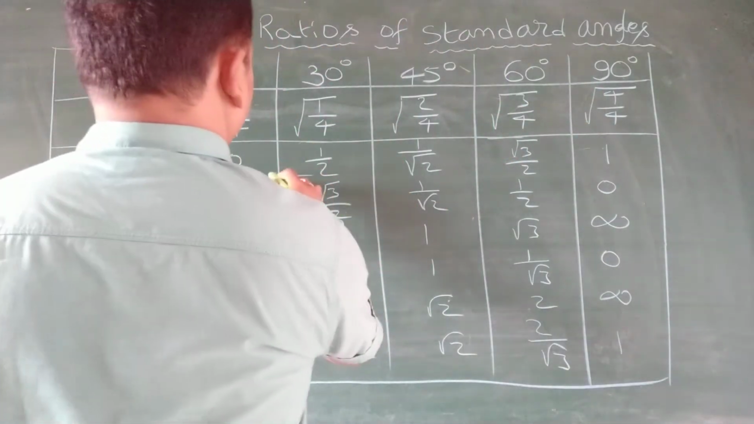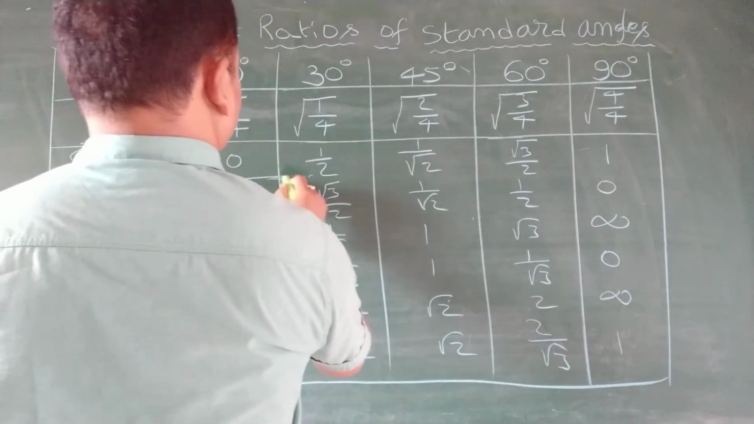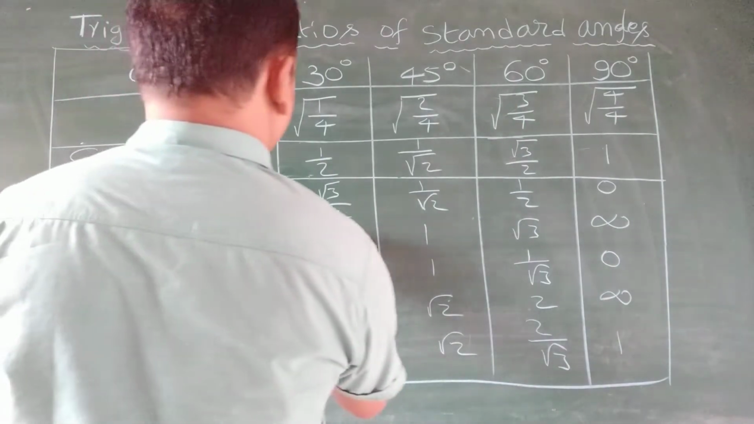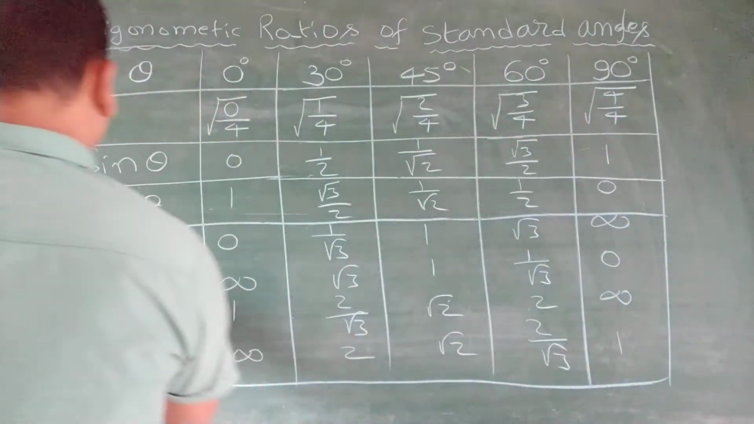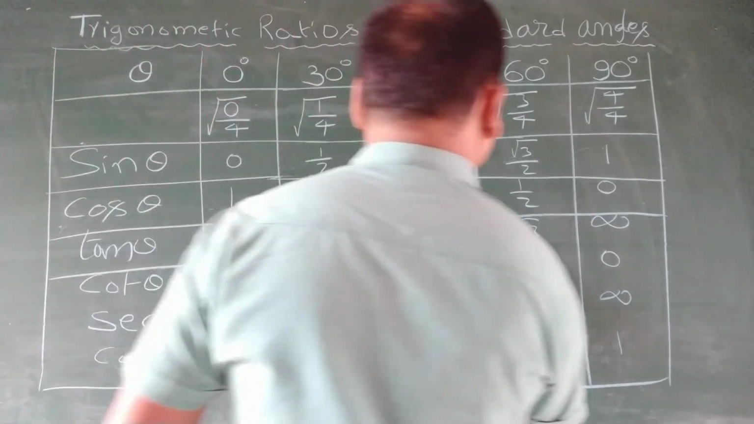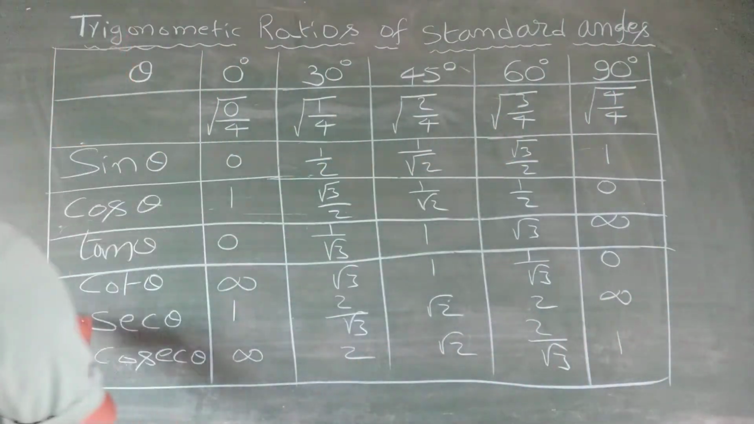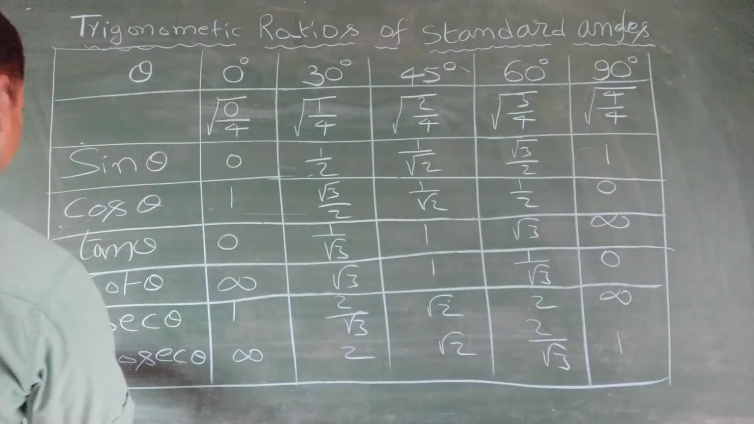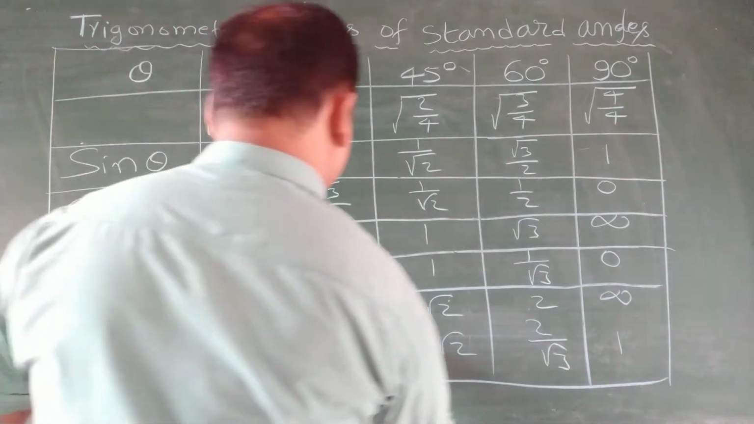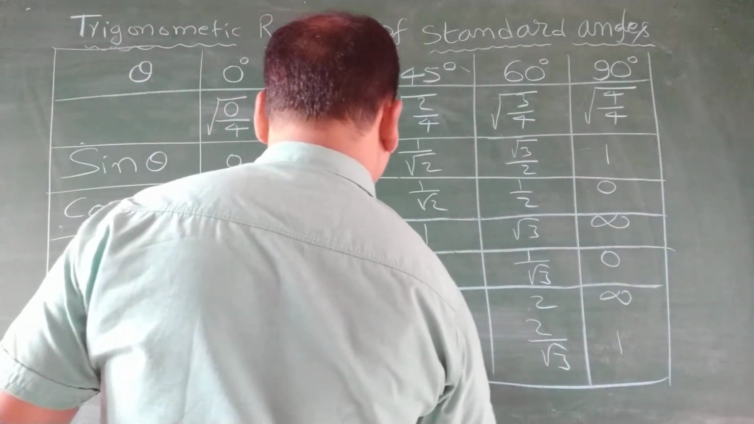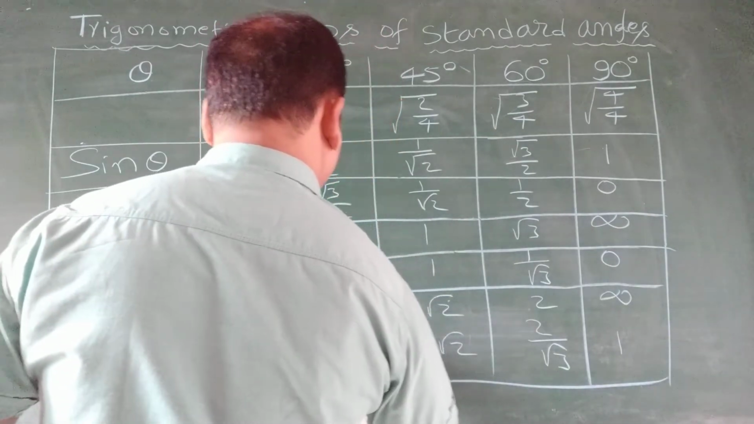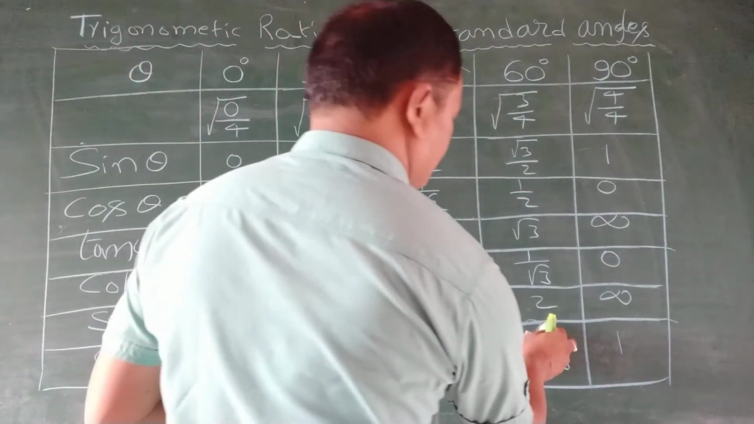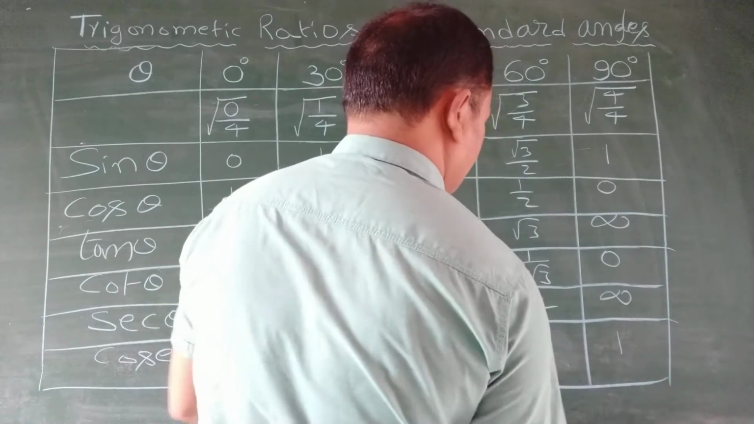So these are the values of sine function, and these are the values of cosine function, and these are the values of tangent function. That means tangent ratios. These are the values of cotangent ratios. Now these are the values of secant ratios, and these are the values of cosecant ratios. That's all.